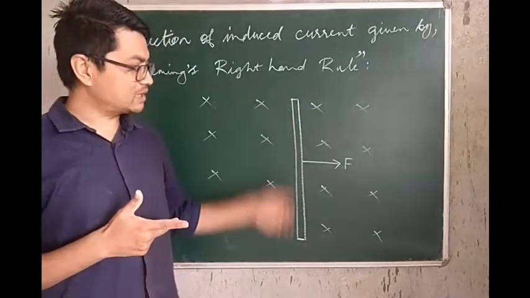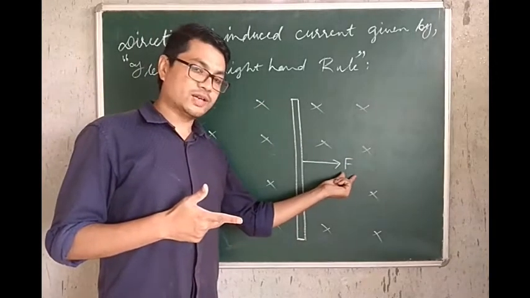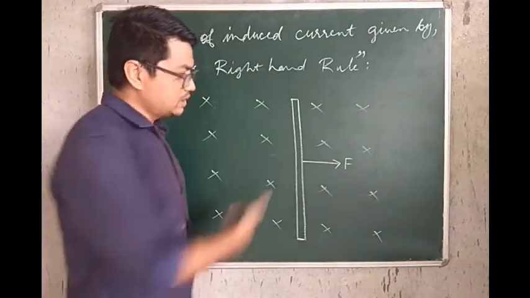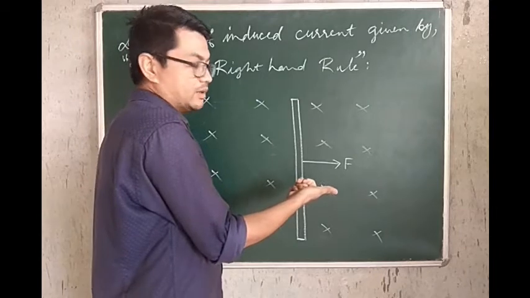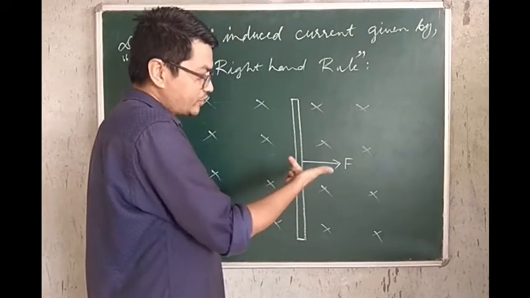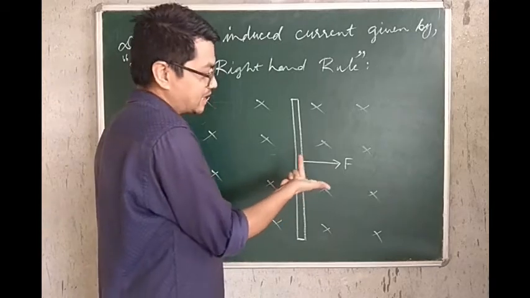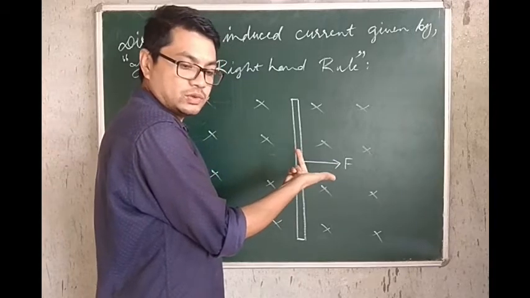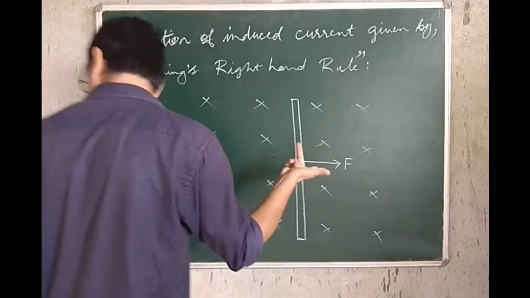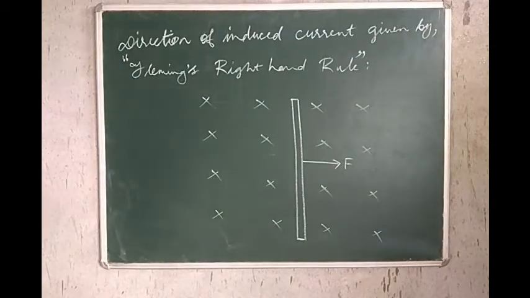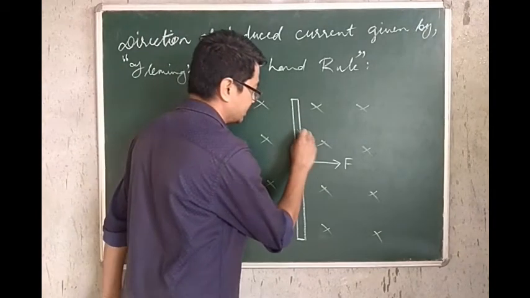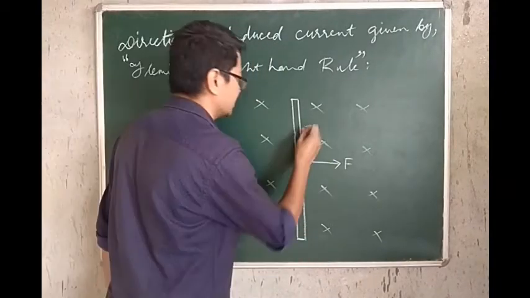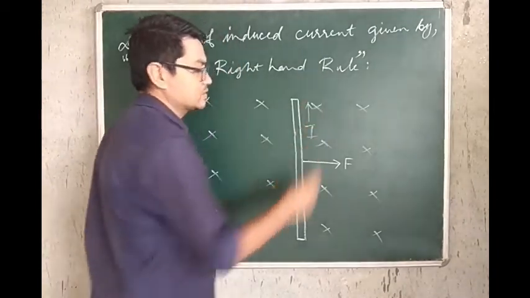In this case, we have a conductor here and the direction of the force is towards the right hand side. The magnetic field is penetrating into the plane of the board. So the thumb gives the direction of the force, the forefinger gives the direction of the magnetic field, thereby the current is induced in the upward direction. So this is what Fleming's right hand rule tells us, and it gives us the direction of the induced current. So in case of this conductor, current is induced in the upward direction.